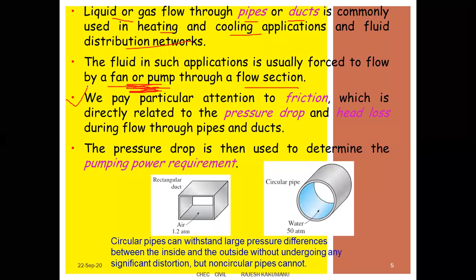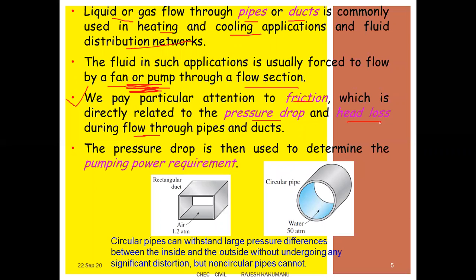The next one is the attention of friction, which is directly related to the pressure drop and head loss during the flow through pipes and ducts. Whenever the fluid is flowing through the pipes and ducts, definitely you are having friction occurring at the walls of the pipes, and also a pressure drop from high to low, and also the head loss. All of this happens whenever you are having fluctuations in the pipe, and also the pump specifications.